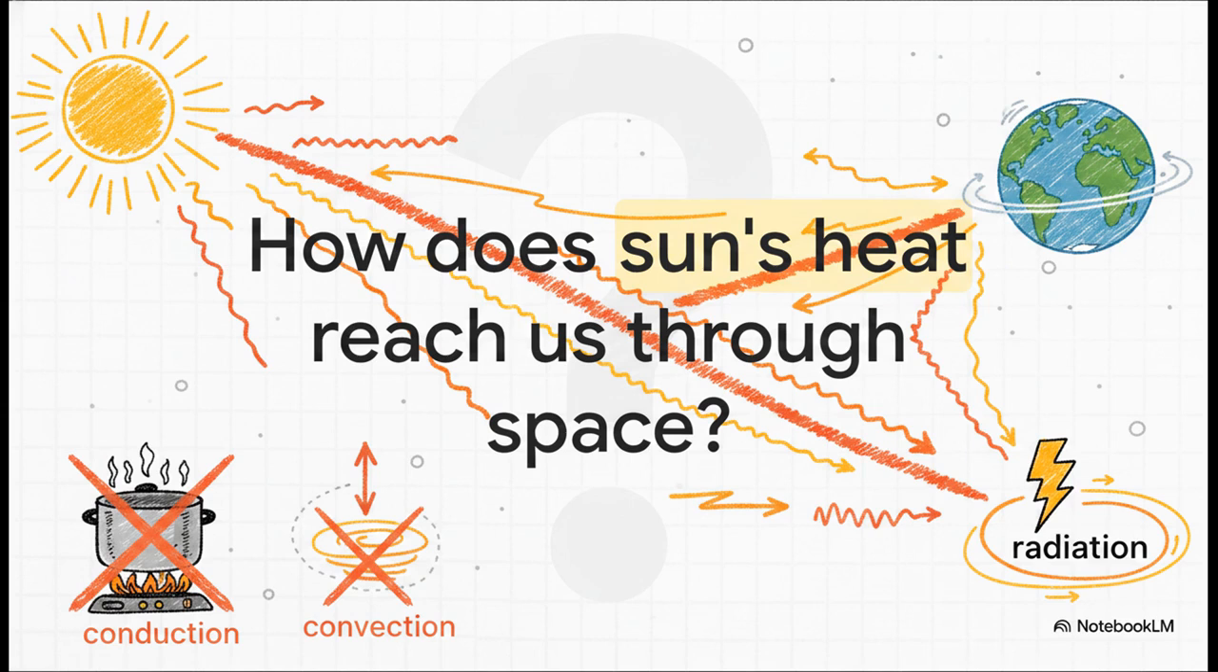Think about this for a second. How does the sun's heat actually reach us through the freezing, completely empty vacuum of space? I mean, we all know about heat conduction, right? Like touching a hot stove, and convection, like hot air rising. But those require physical matter to move the heat. Thermal radiation is this incredible third mode of heat transfer, and it requires absolutely no physical medium to travel. It literally just crosses the void.